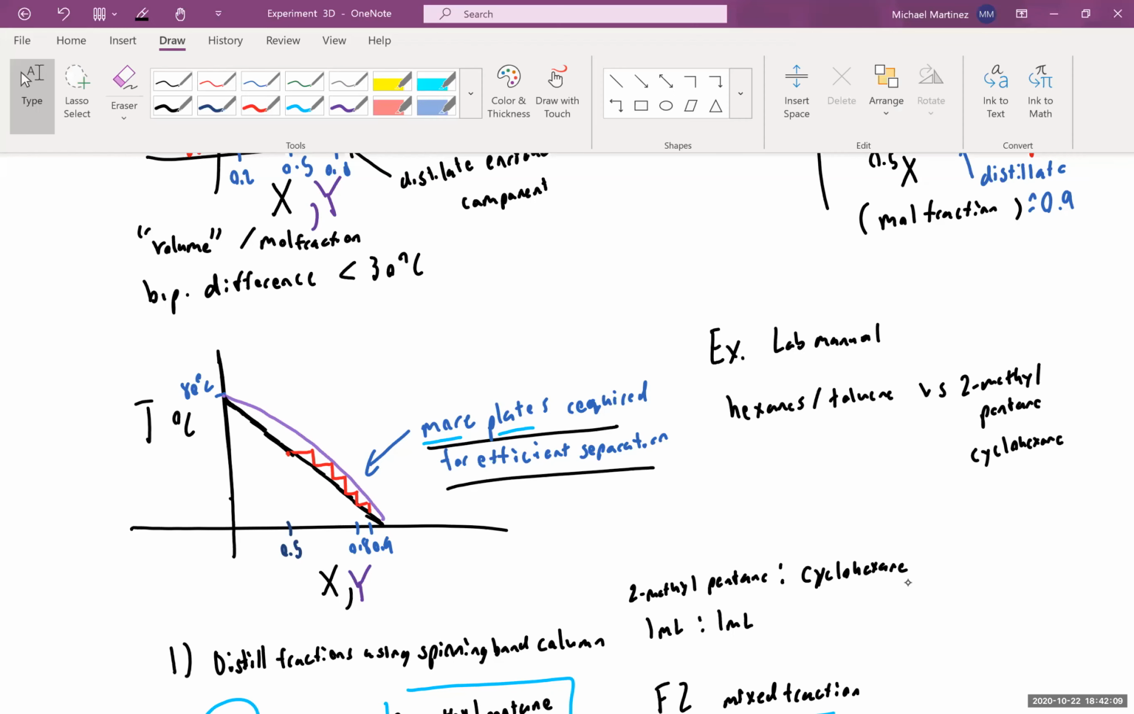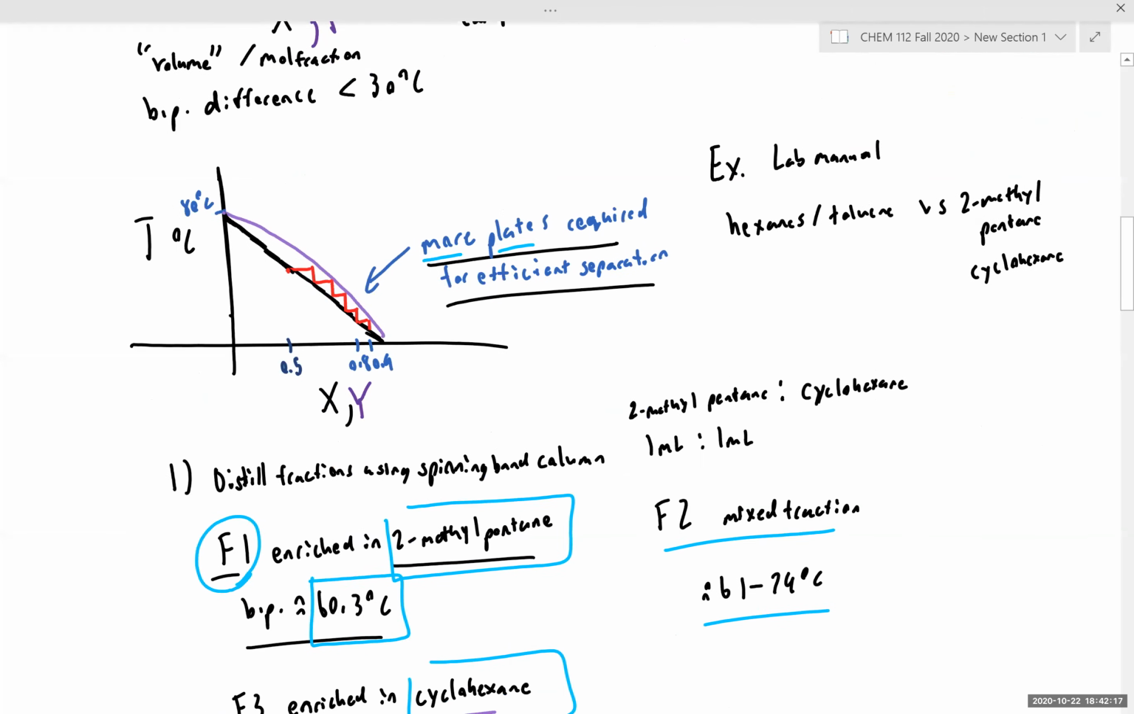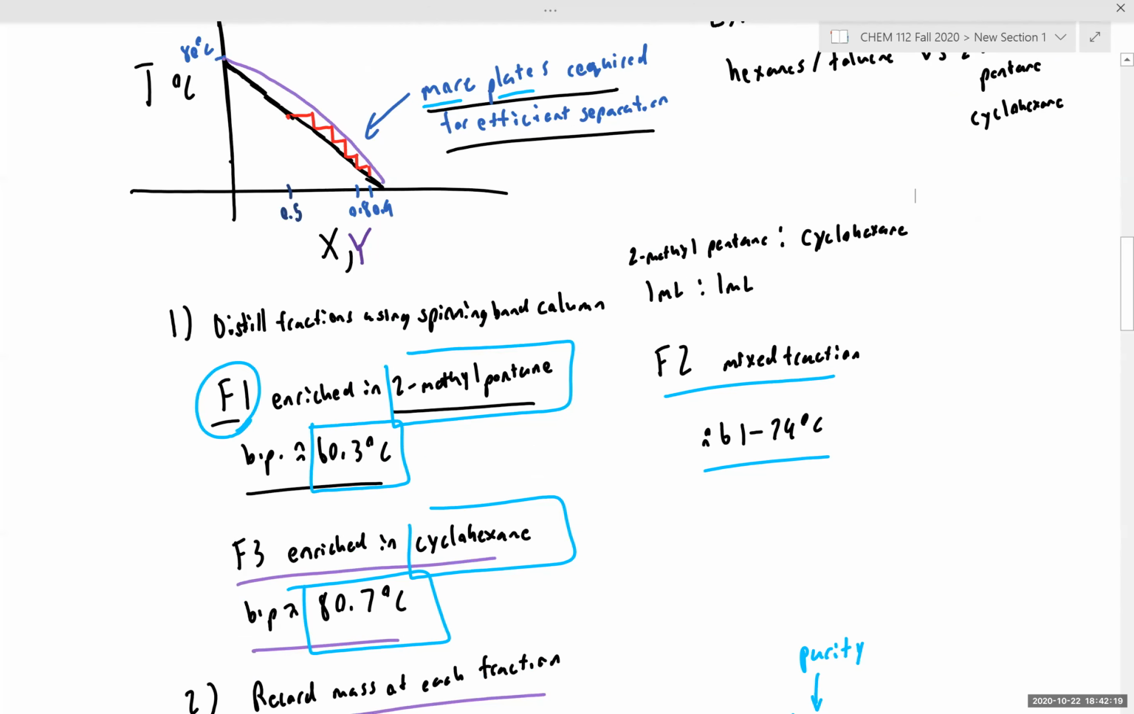So what are we actually doing in this lab? What are we doing in a practical sense? We're trying to separate a mixture of 2-methylpentane and cyclohexane. We are looking at a 1-to-1 mixture. And our goal is to separate this 1-to-1 mixture using fractional distillation using a spinning band column.